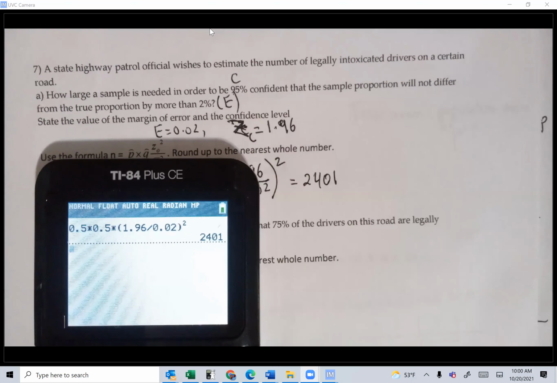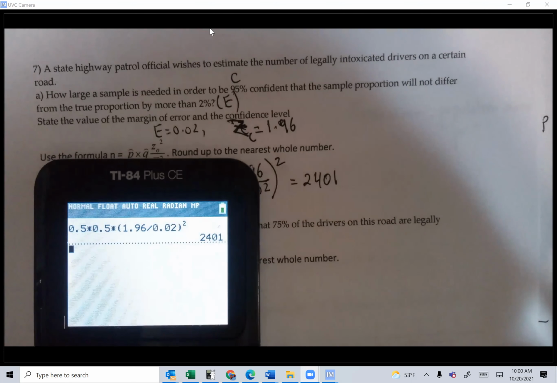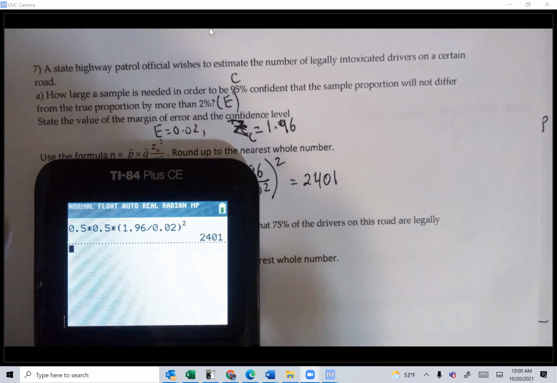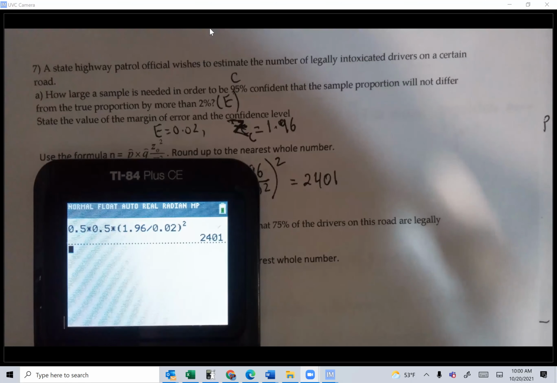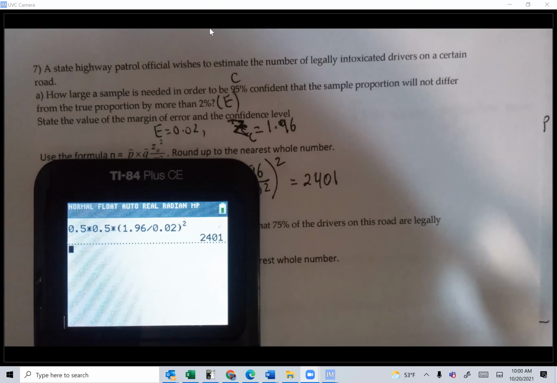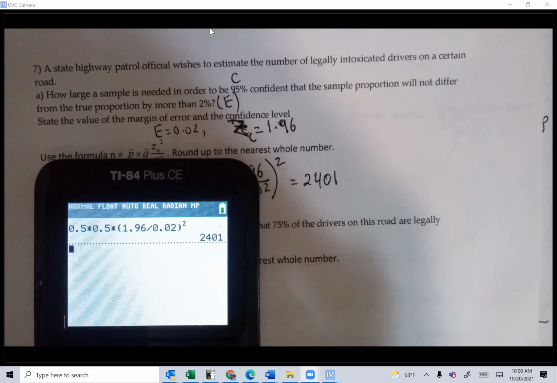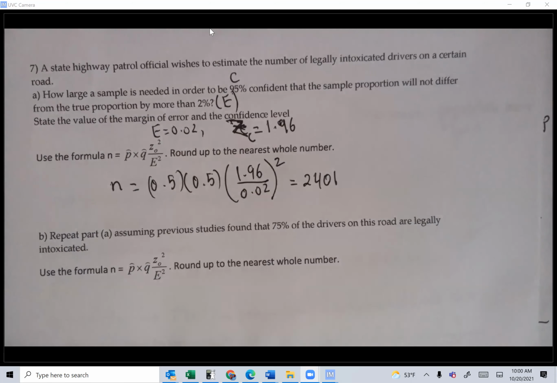It's exactly 2,401. Mr. Bazzi, could you just, I think you already explained it. Why do we put the 0.5 if you said if something wasn't provided? Yeah, he didn't give me P hat and Q hat, which is the sample proportion. If he doesn't mention them, you just use 50-50. Okay, thank you. No problem. I'm glad you asked. Now look at part B, guys.